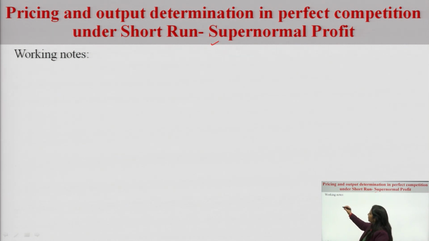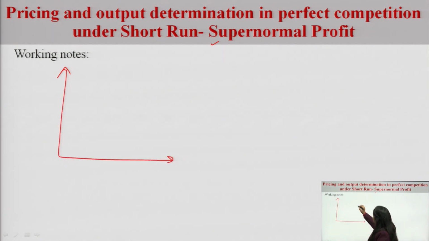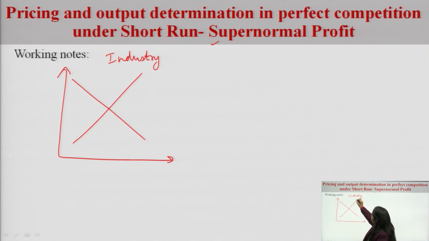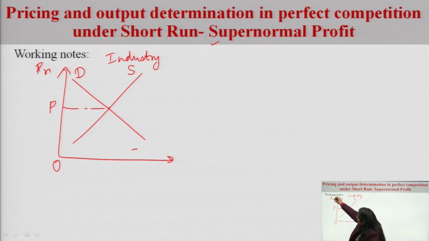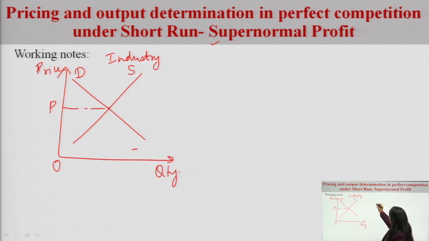To discuss supernormal profit and how the prices are determined, this is the industry, and prices are determined by the market demand and the market supply. If this is the market demand, this is the market supply. So, how much price is determined? Suppose it is equal to OP. Here is the price on the y axis and the quantity on the x axis.